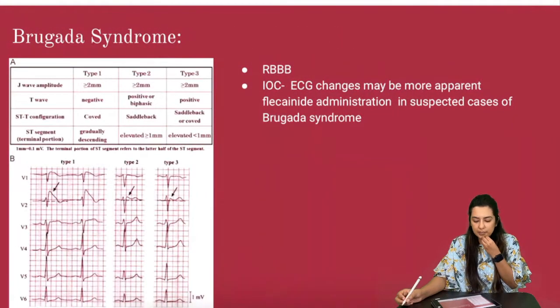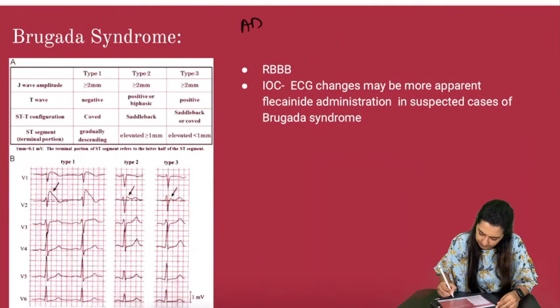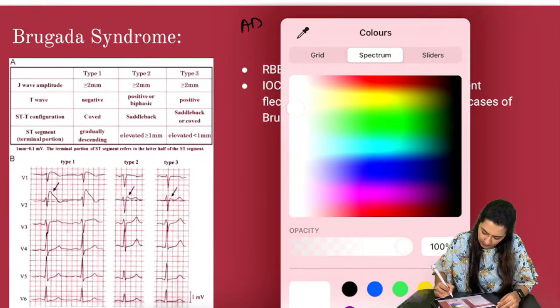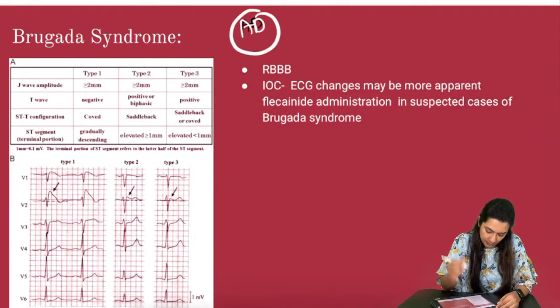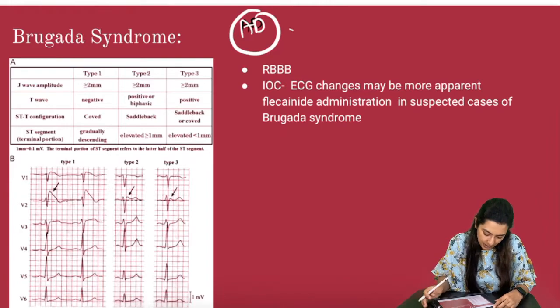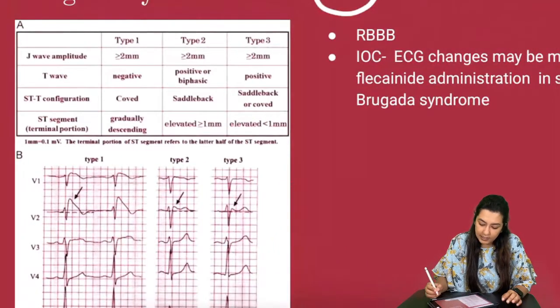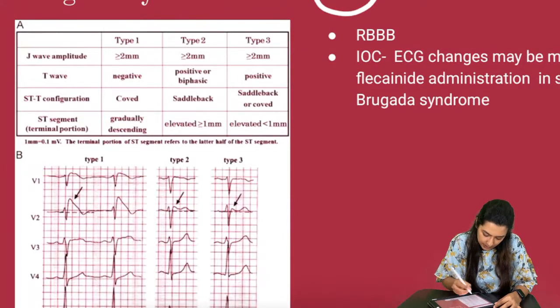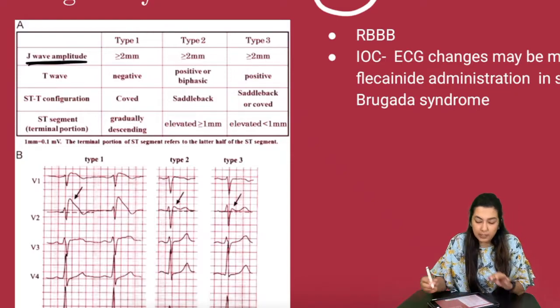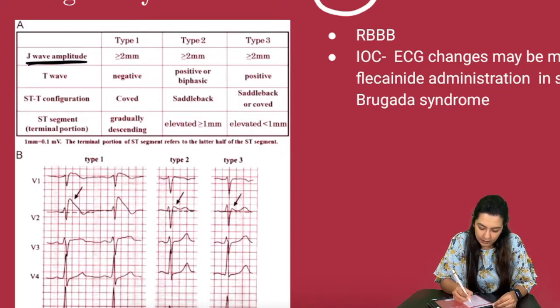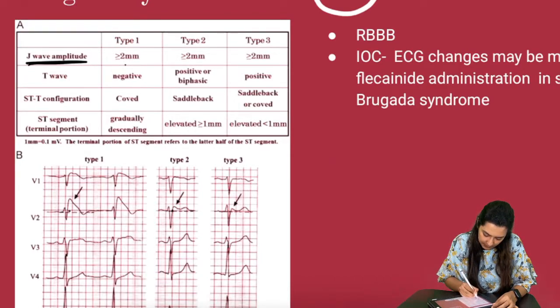Okay, so now Brugada syndrome, it is an autosomal dominant syndrome. As I told you, there are three types. The most important thing to understand about these three types is that there will be ST elevation. Actually, J wave amplitude is ST elevation. In all the types there will be ST elevation. As you can see in type 1, this J point is elevated, it will be more than or equal to 2 mm.